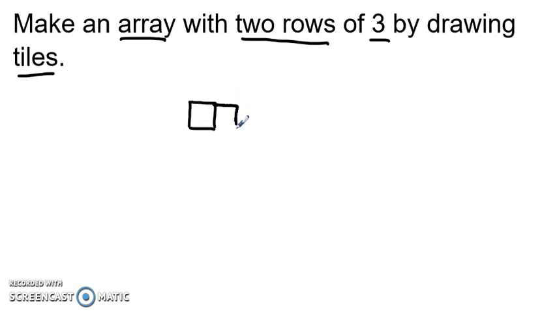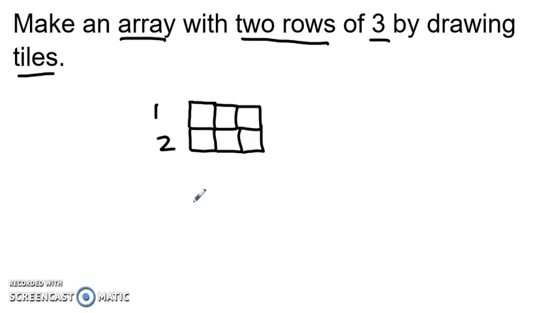So here's 2, and then 3. Now I need another row of 3. So I'm going to go underneath. Here's 1, 2, 3. So I have 2 rows, and I have 3 things in each row.